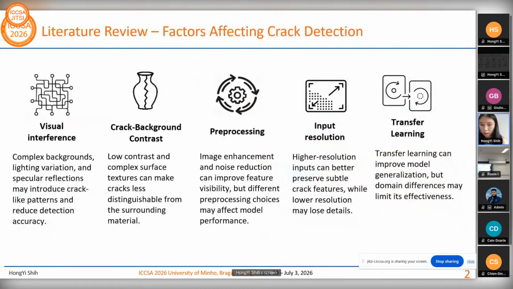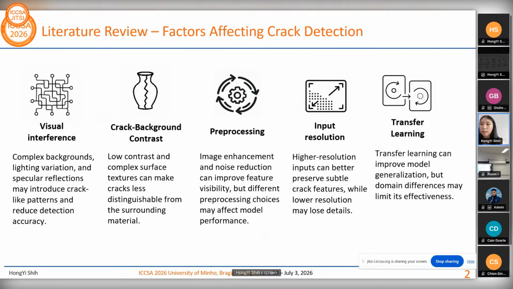Based on literature review, we identified several key factors that may affect crack detection performance in deep learning. These factors include visual interference, for example, complex backgrounds, lighting variation, and specular reflections. They all may introduce crack-like patterns and reduce detection accuracy. And then the contrast between cracks and the background patterns. Low contrast and complex surface textures can make cracks more difficult to distinguish from the surrounding materials on the artifacts.